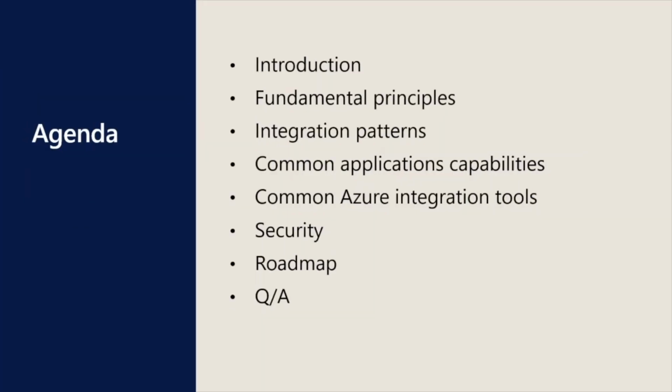Looking at today's agenda, we'll start with a quick introduction, which will include an eagle-eye view of the main components of the integration landscape. We'll then move to explain the fundamental principles that should guide the integration design. After that, we'll describe the main integration patterns and the factors that should guide pattern choice. Next, we are going to focus on the integration capabilities that are common between Dataverse and F&O applications. Moving further, we are going to describe some of the external tools used for third-party integration, and we'll briefly touch on security for integration. Finally, we'll end with some fresh information on our roadmap.